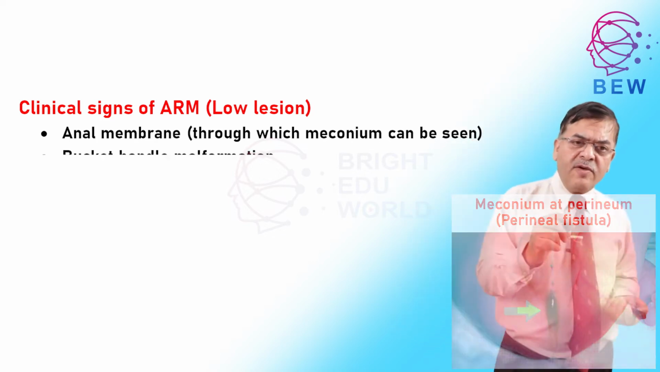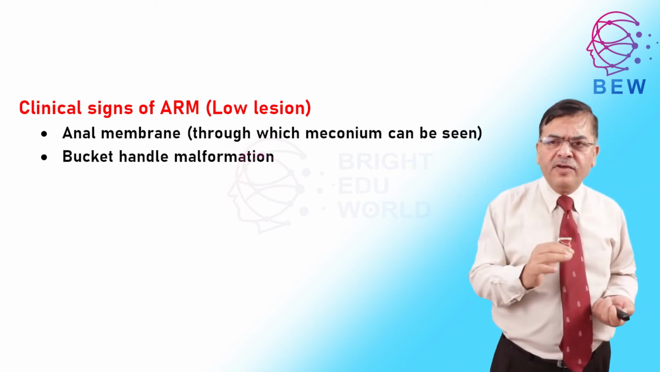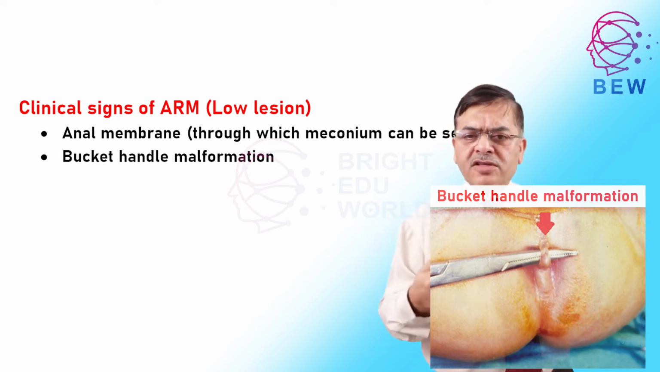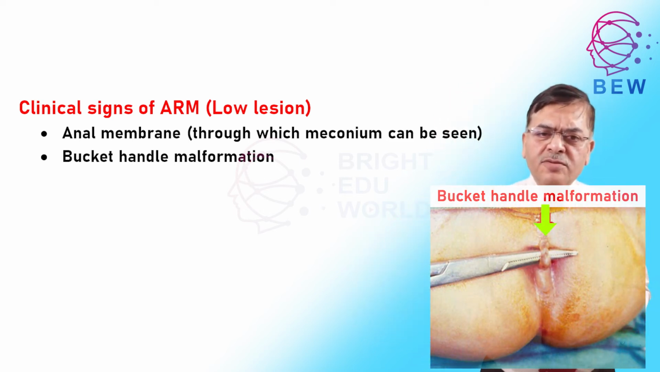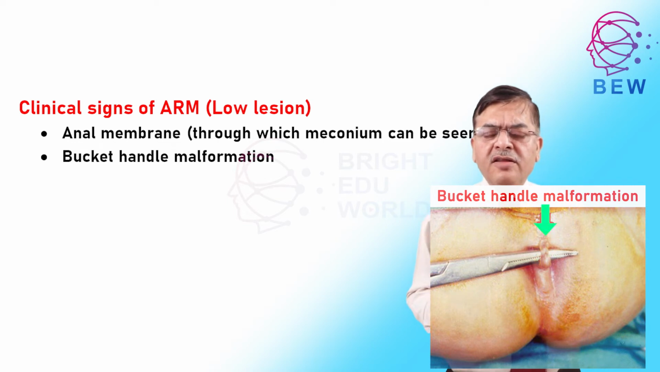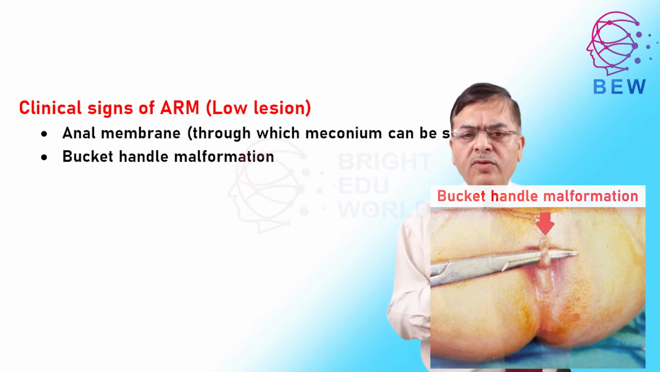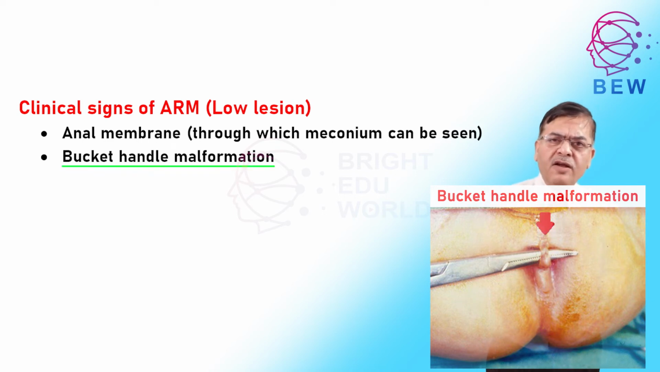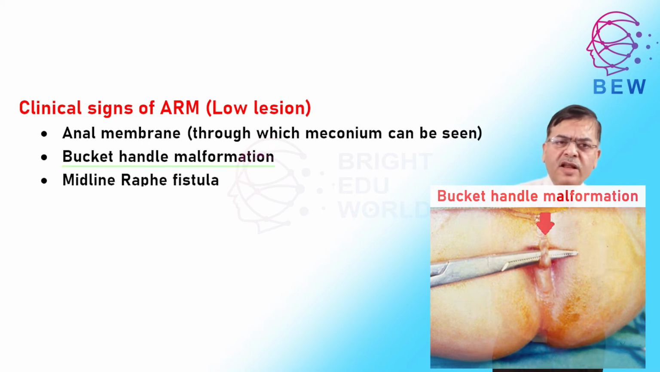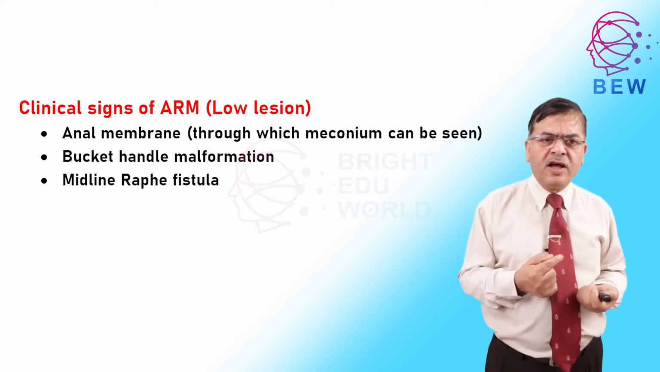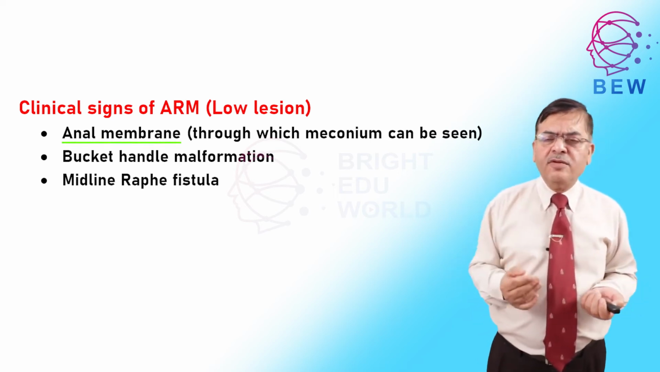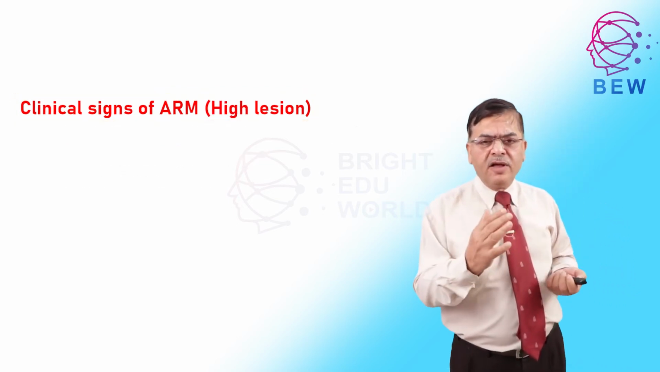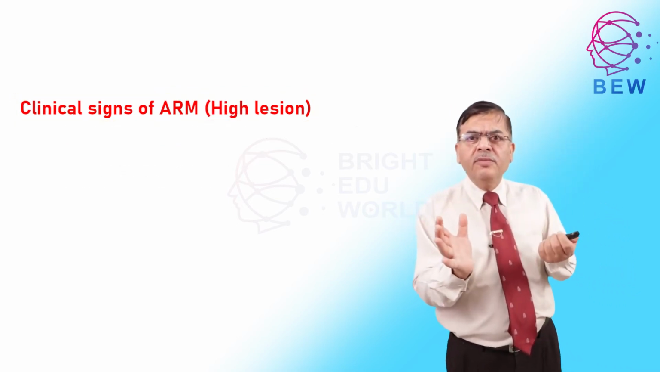There may sometimes be a bucket handle kind of skin tag in the perineum, underneath which you can sometimes pass an instrument. So this prominent skin tag is located at the anal dimple, below which you can just pass an instrument. This bucket handle malformation or the midline raphe with the fistula or anal membrane can be seen if it is a low type. If it is a high type, in that case nothing comes in the perineum.